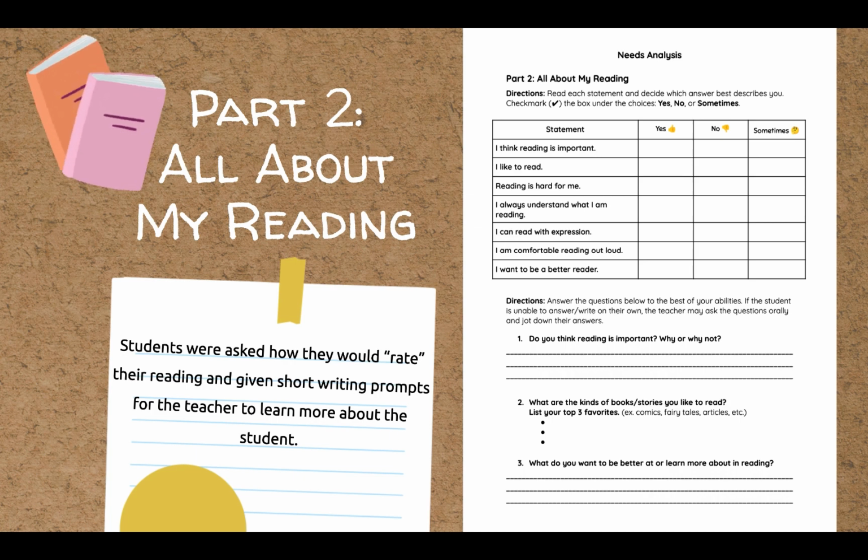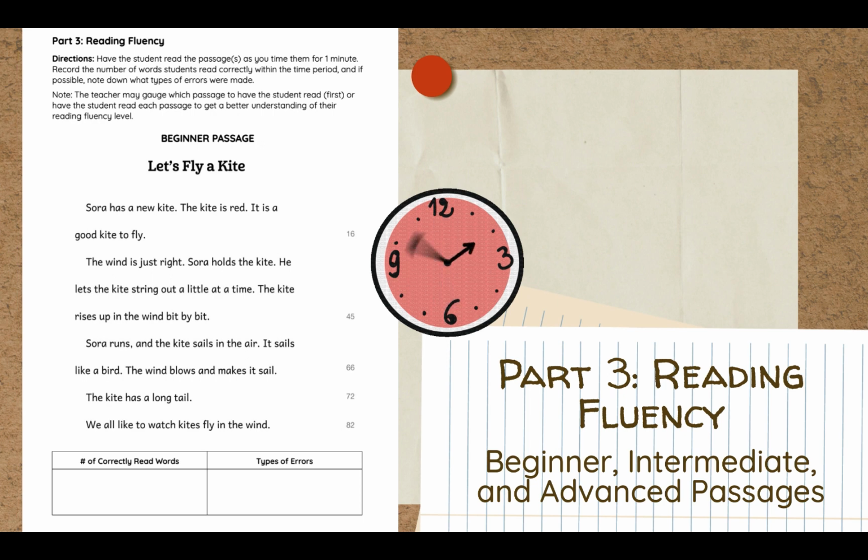Part 3 is on reading fluency, and it is leveled by 3 types of passages: beginner, intermediate, and advanced. Students will be given 1 minute to read as many words from the passage, and while the student reads, the teacher will take note of the types of errors the student makes and how many words the student read correctly after the 1 minute timer.